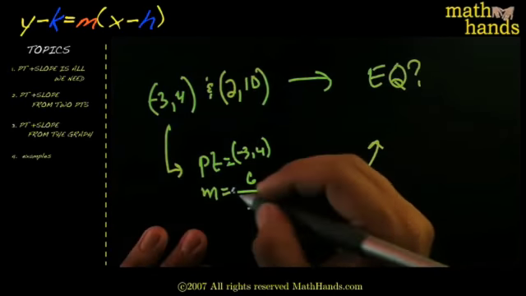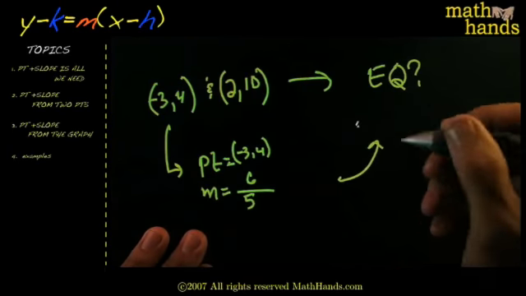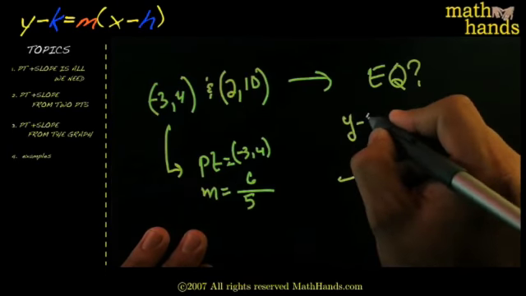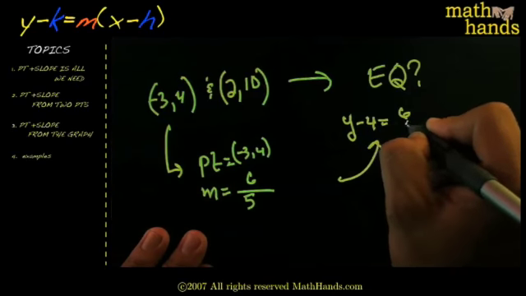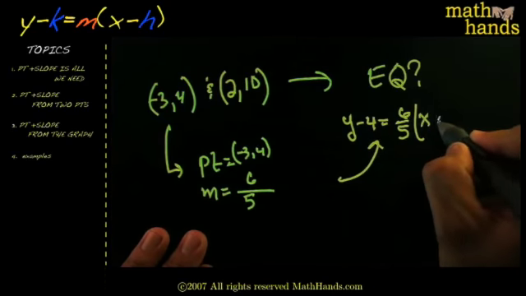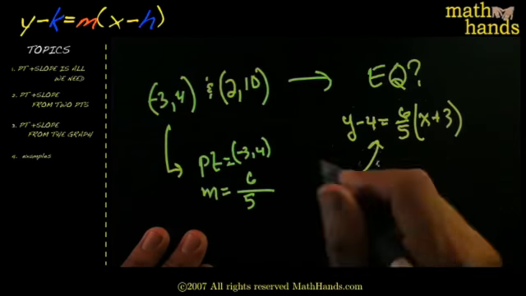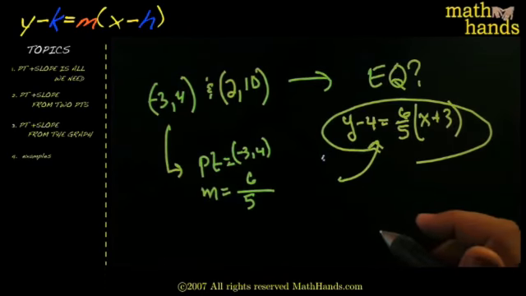That's it. Once you get a point in the line, a point and a slope, it's all over. You just write it down. Y minus 4 is equal to 6 over 5 times x plus 3. The opposite of that one. That's it. From 2 points to the equation.